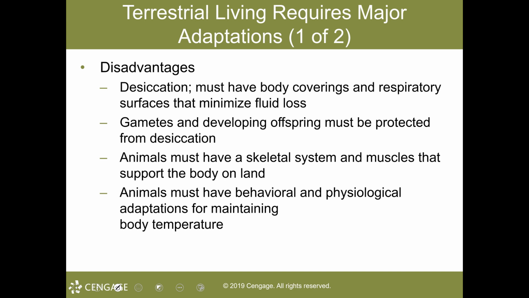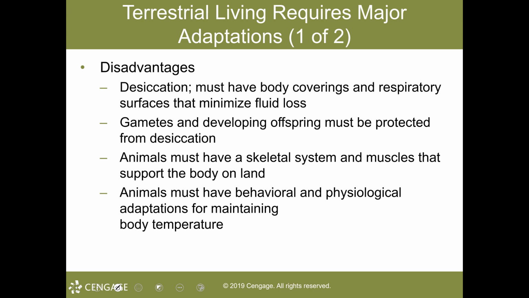So the most difficult aspect of terrestrial living, class, is desiccation, or drying out. So water is constantly lost by evaporation and is difficult to replace. So a body covering adapted to minimize fluid loss helps to solve this problem in many terrestrial animals. The location of the respiratory surface deep within the animal also helps to prevent water loss. Thus, the gills of aquatic animals are typically located externally or near the body surface, but lungs and tracheal tubes of terrestrial animals are typically found deep inside the body.